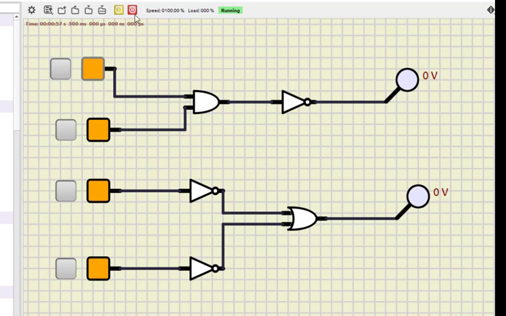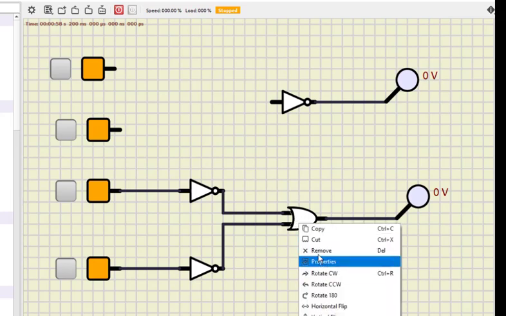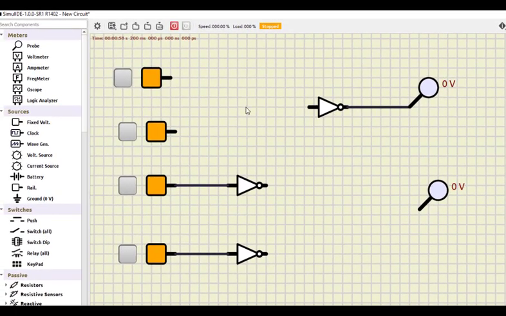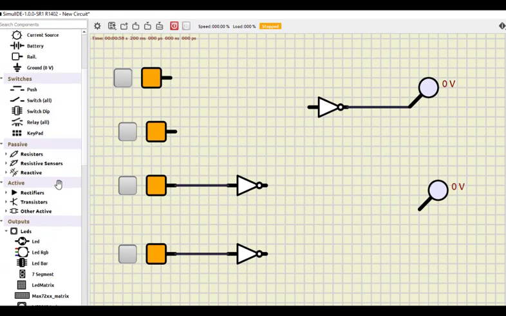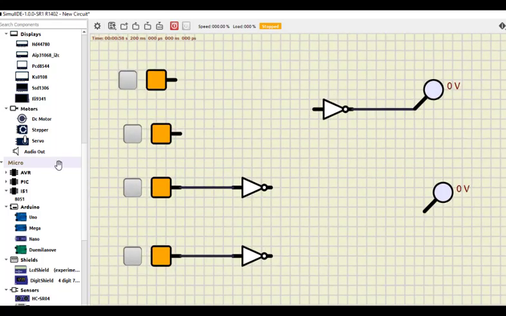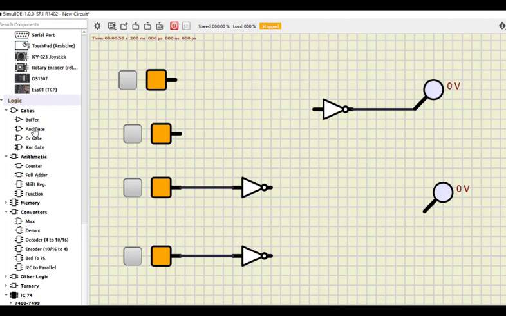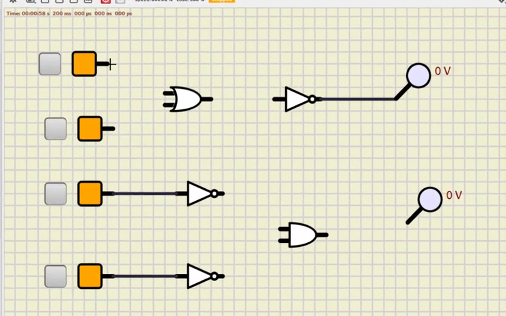For the second law, we just need to swap the gates. So I'll remove this AND, and this OR. Here we had an OR gate, and this was actually an AND gate. I'll replace it by an OR gate. So this is the OR gate, and this one is replaced by an AND gate. Previously we had AND here and OR here. So for the second law we have this.